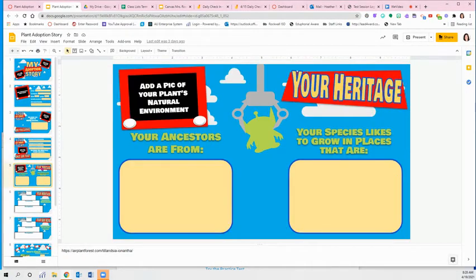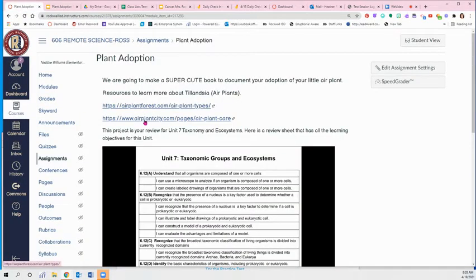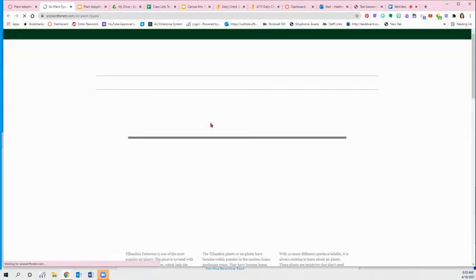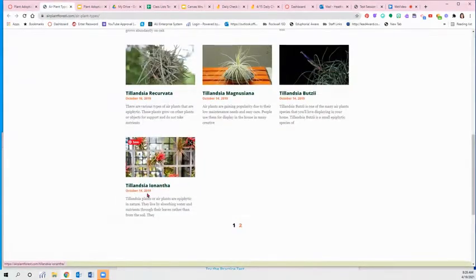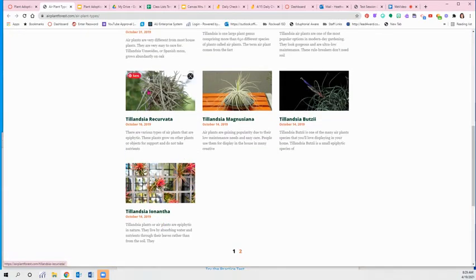Next up, you're going to do some research on where the ancestors of your plant came from and where they grow. So find pictures of what they are actually like or describe what it's like. On the resources page, I think this one is the one I like the best. This one has some different types of air plants. Most of y'all's are probably going to be the Lawnantha. Okay, I know yours are little babies right now, so they don't exactly look like this.